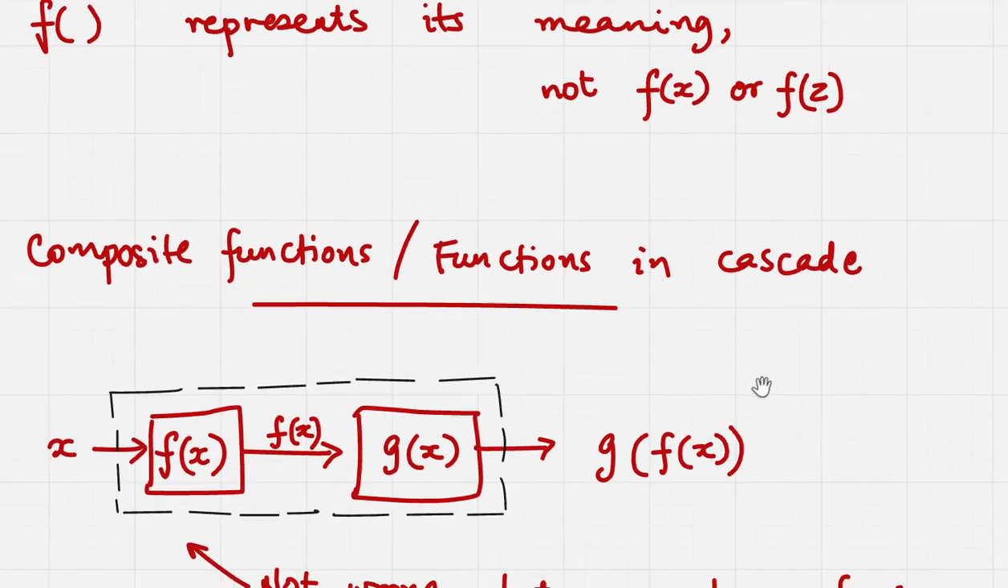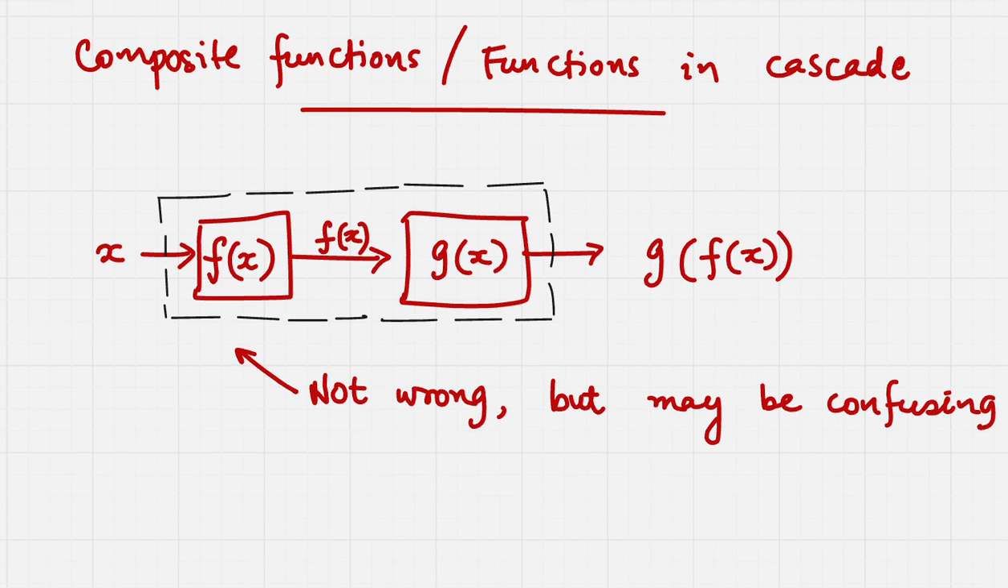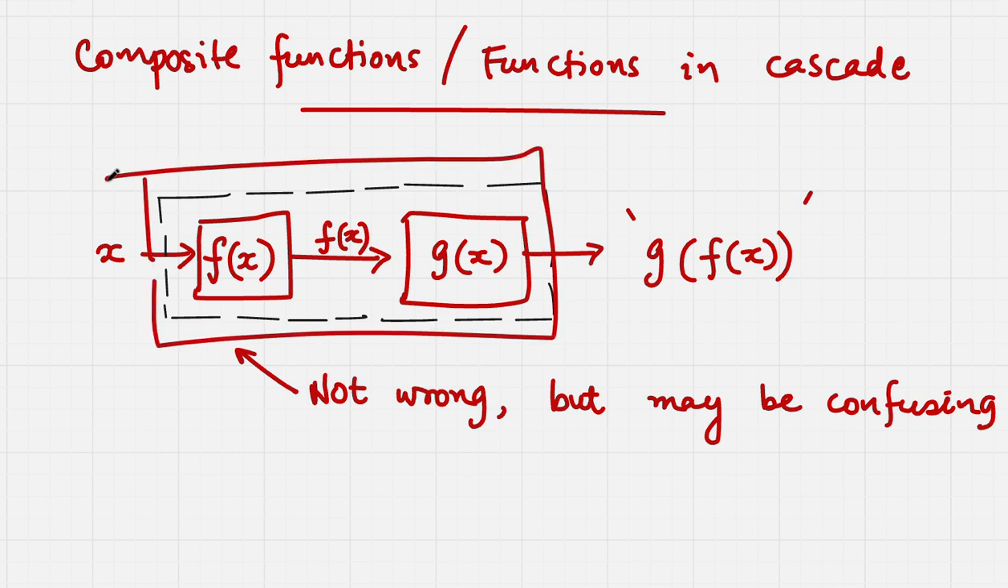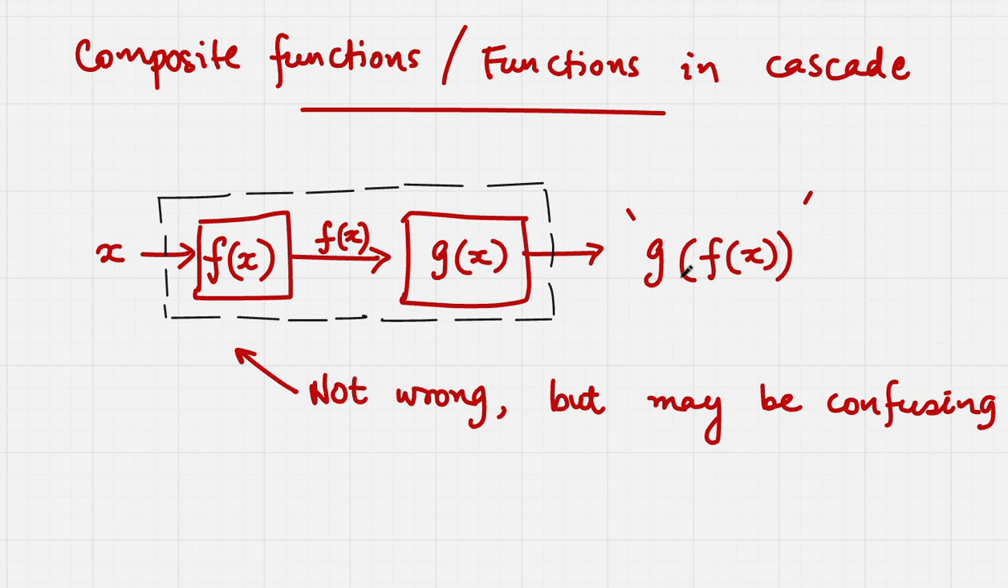Okay, so let's consider composite functions, or functions that are in cascade. So there's f of x followed by g of x. The input x goes into f of x. The output of that function goes as an input to another function g of x, and then g of x produces an output based on whatever it got as an input. So that entire overall function is called a composite function, g of f of x.